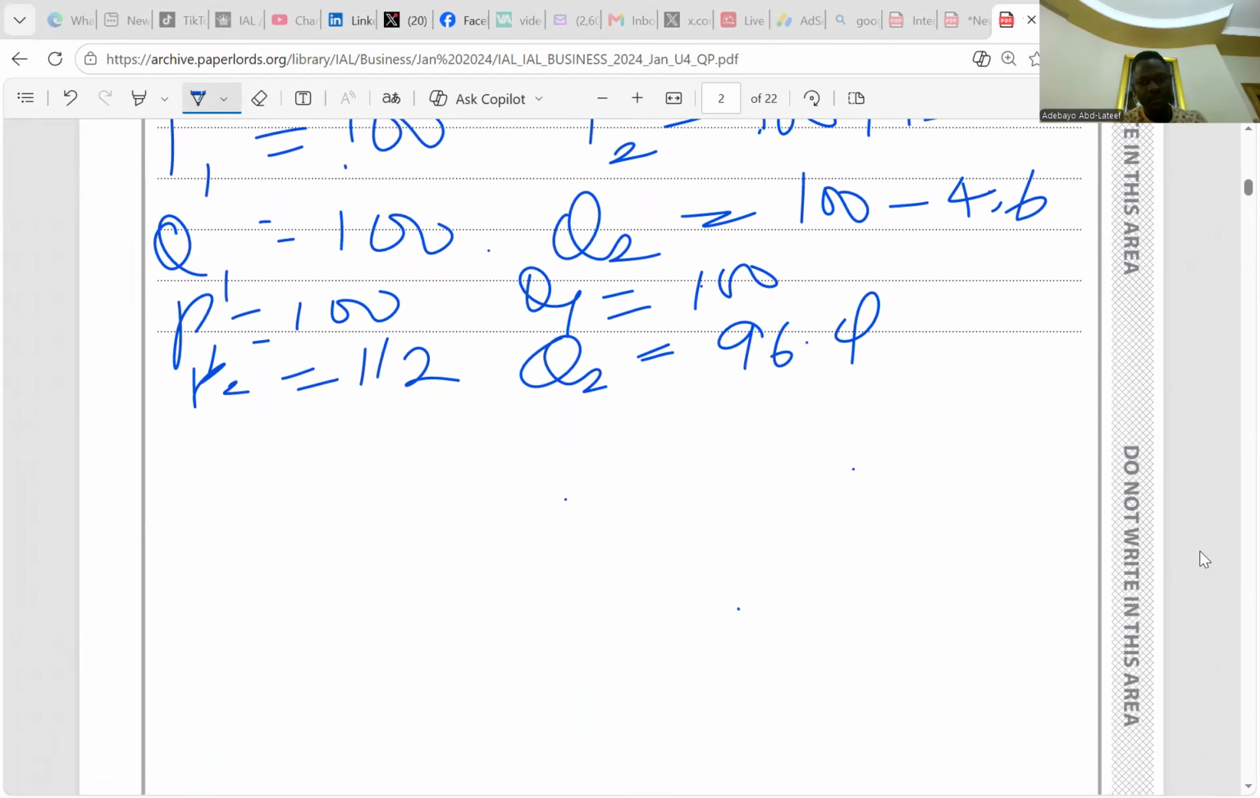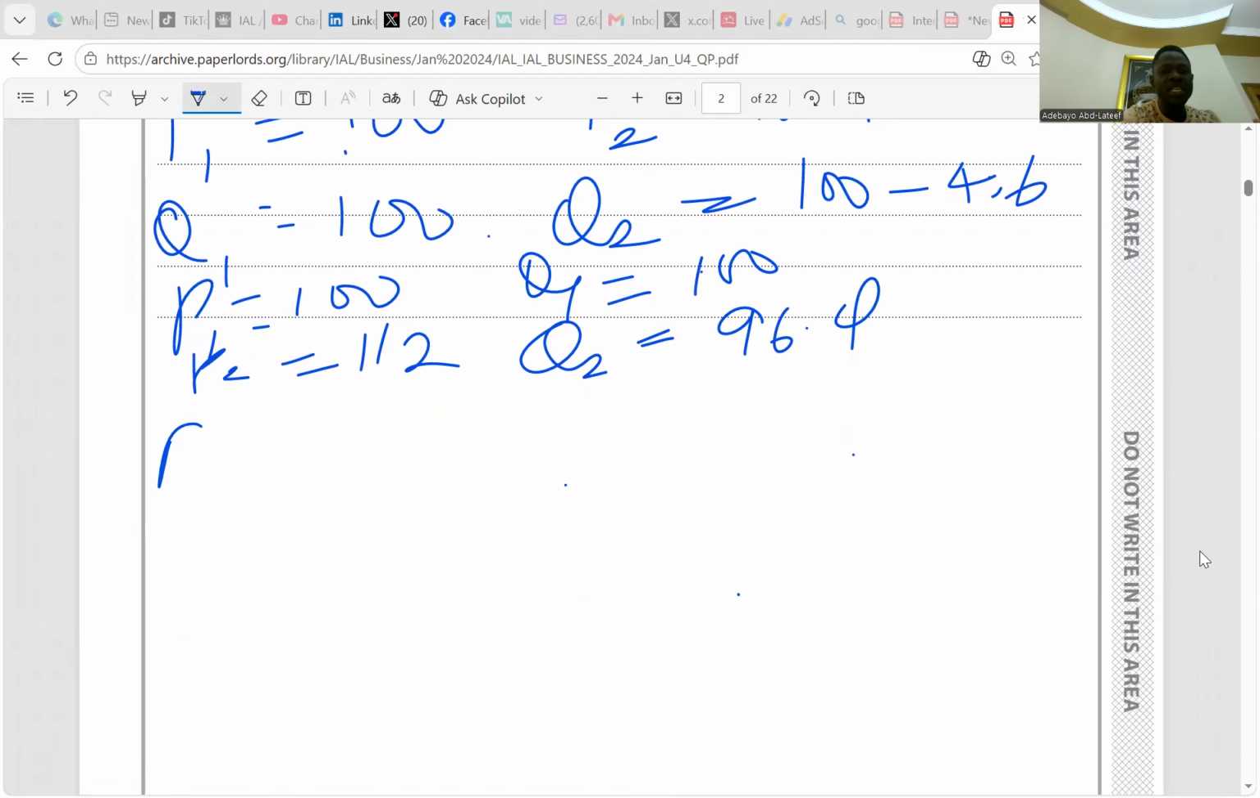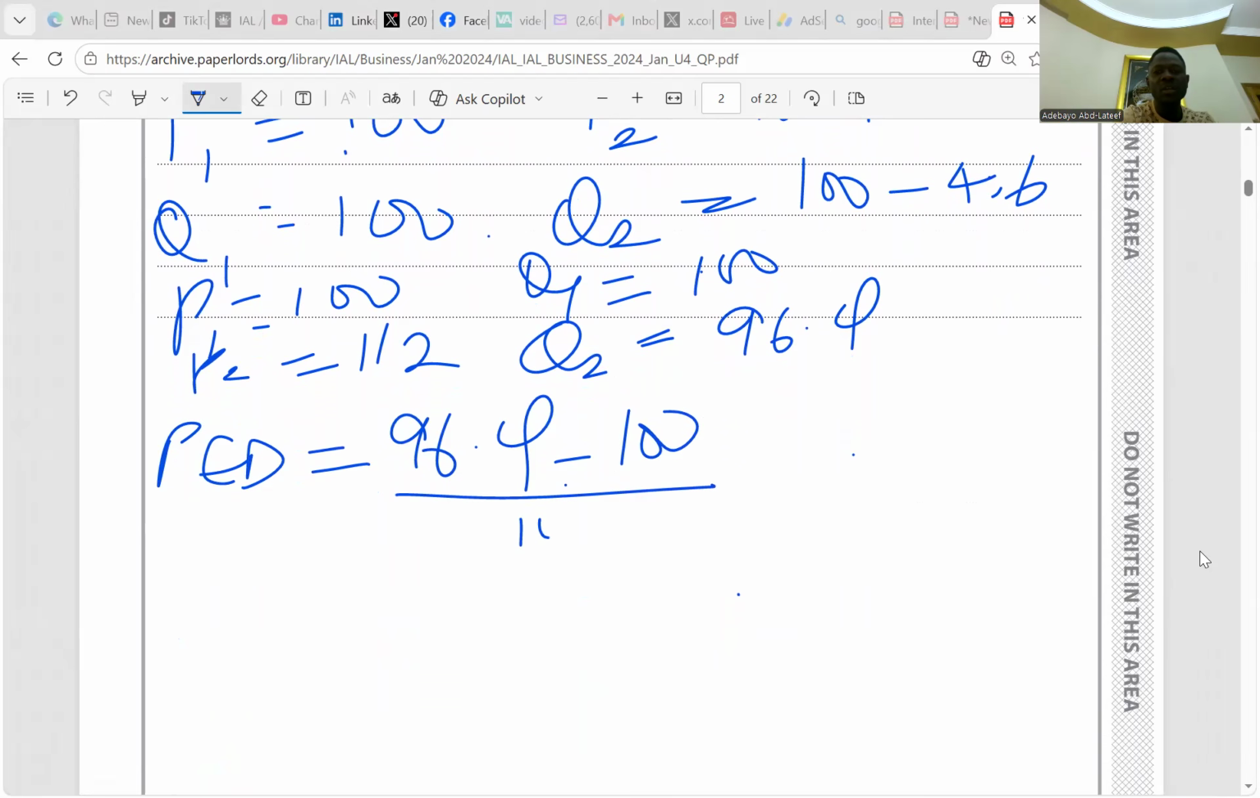So from here we say PED equals Q2 minus Q1, that was 96.4 minus Q1, over Q1, divided by P2, which is 112, minus P1. Why is it 100? That's the formula. It's 100%. They said increase in 100%. That simply means there's a certain 100% that is constant. They didn't mention it because they use percentage. You have to understand it is 100. Now I'm teaching you now. Forget about that and focus here.